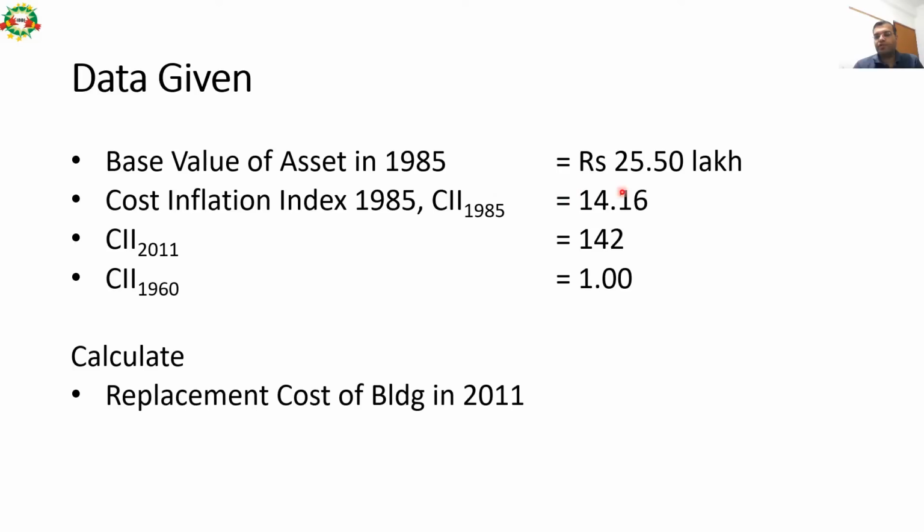1985 has been given in the question is equal to 25.50 lakh. Cost inflation index of 1985, which is also called CII for year 1985, has also been given in the question, and it is 14.16. Then cost inflation index for 2011 is also given in the question, is equal to 142, and CII for the base year, which was 1960, is given as 1. So we have to calculate replacement cost of the building in 2011.